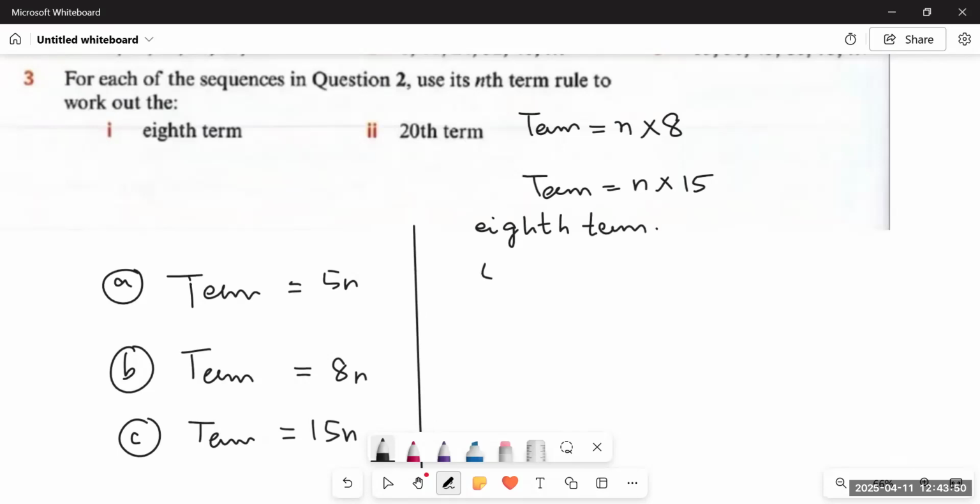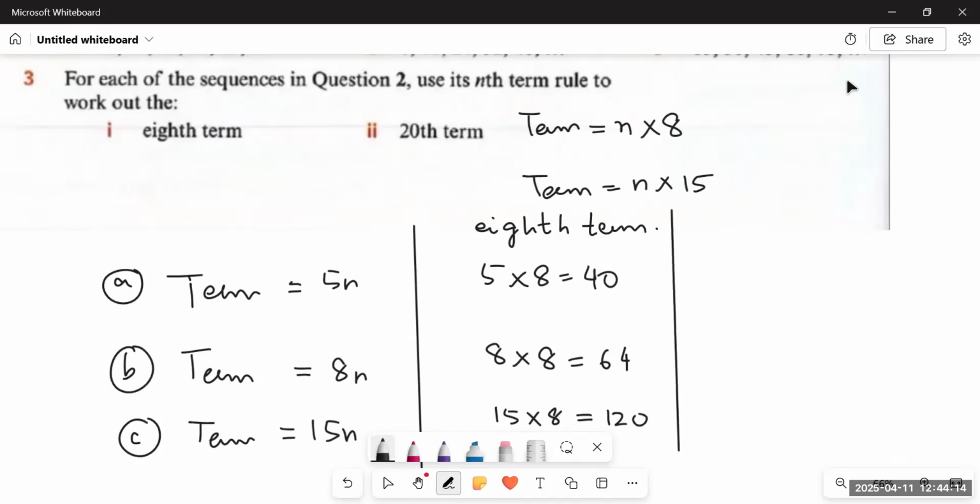So it's simple. We will simply multiply 5 with 8. We will get 40. It means the 8th term would be 40 in part A. It would be 64 in part B. And it would be 15 multiplied by 8, which is 120 in the third part. Similarly, if we have to find out the 20th term or any other term, we will simply apply this rule, which is 5 multiplied by 20, 8 multiplied by 20, 15 multiplied by 20.